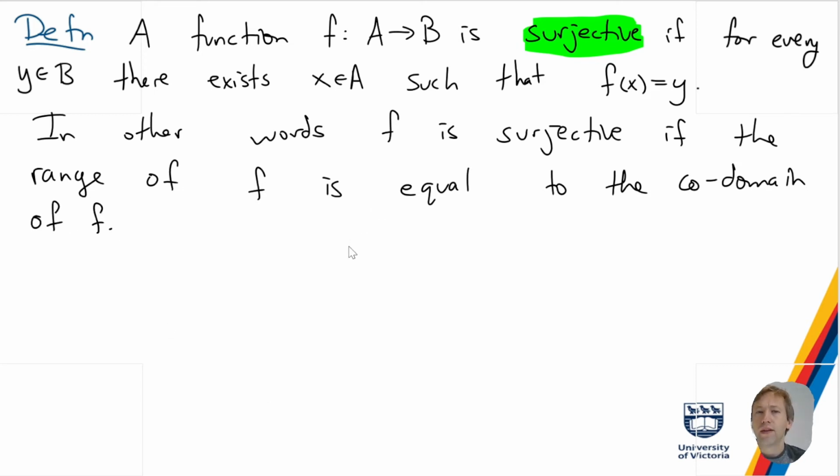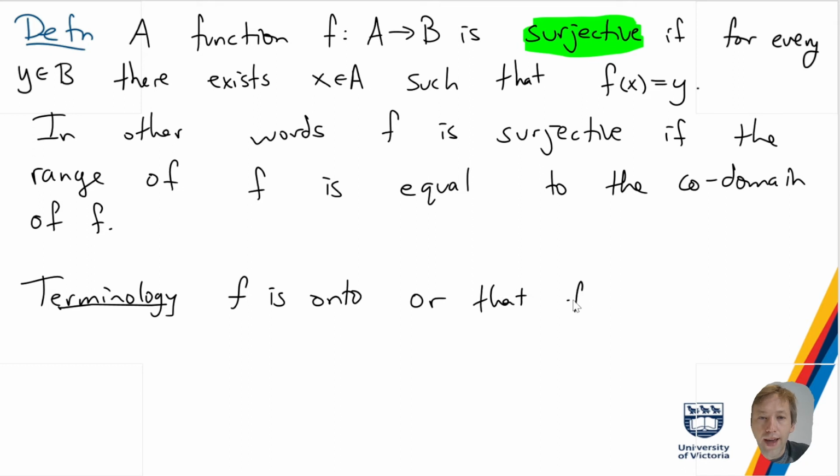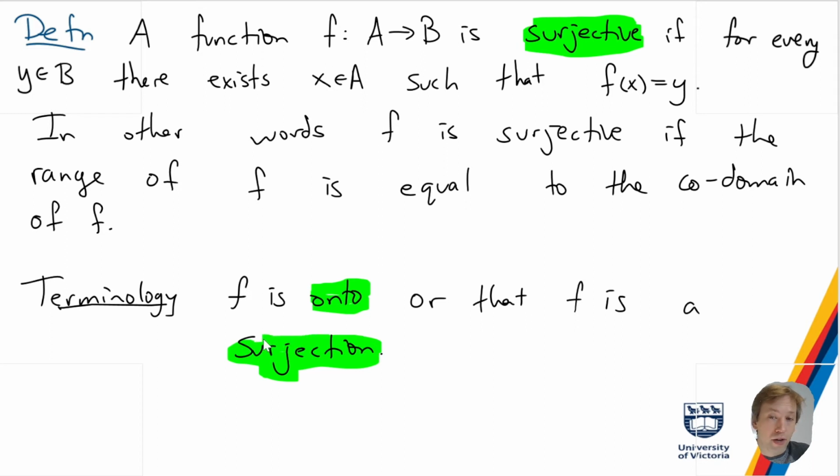Okay, another terminology for this is that we sometimes say f is onto, so onto means the same as surjective, or that f is a surjection. So if you ever hear the word onto, that means the same as surjective, or if somebody says that a function is a surjection, that also means the same as that the function is surjective or onto.